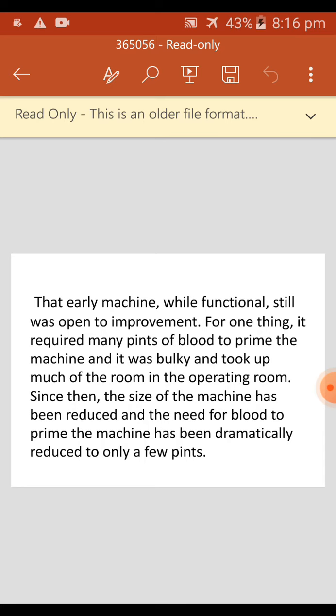That early machine, while functional, still was open to improvement. For one thing, it required many pints of blood to prime the machine, and it was bulky and took up much of the room in the operating room. Since then, the size of the machine has been reduced and the need for blood to prime the machine has been dramatically reduced to only a few pints.